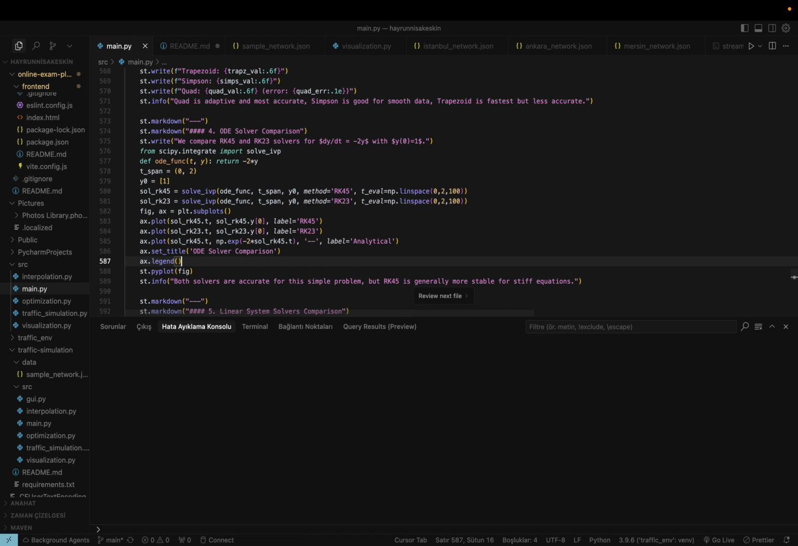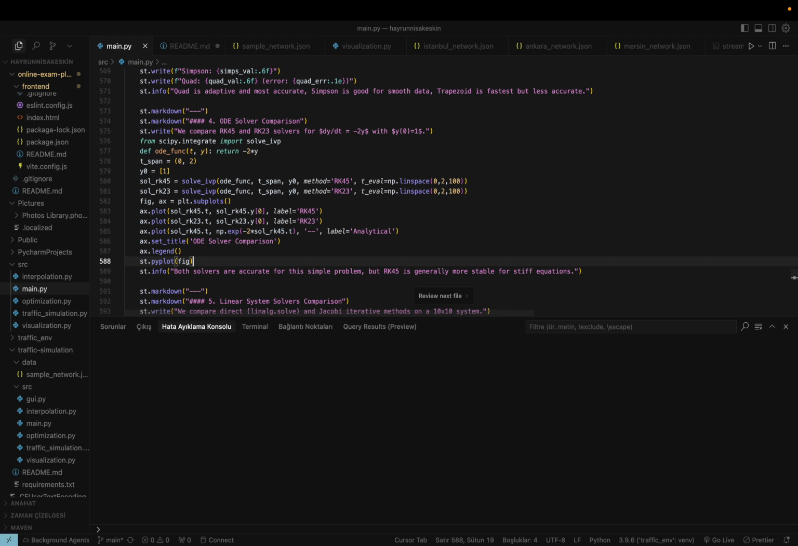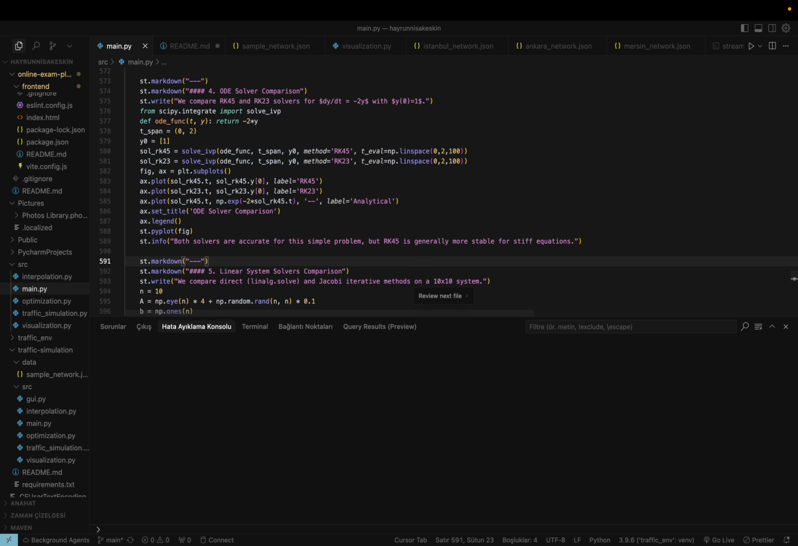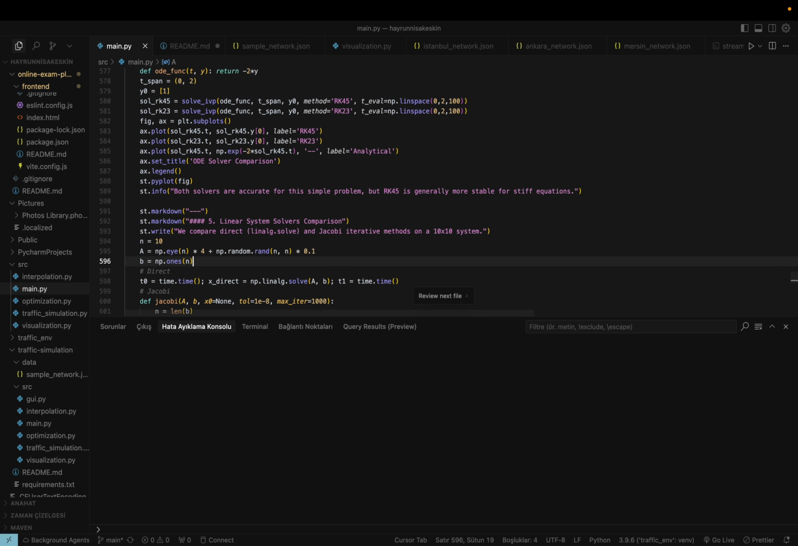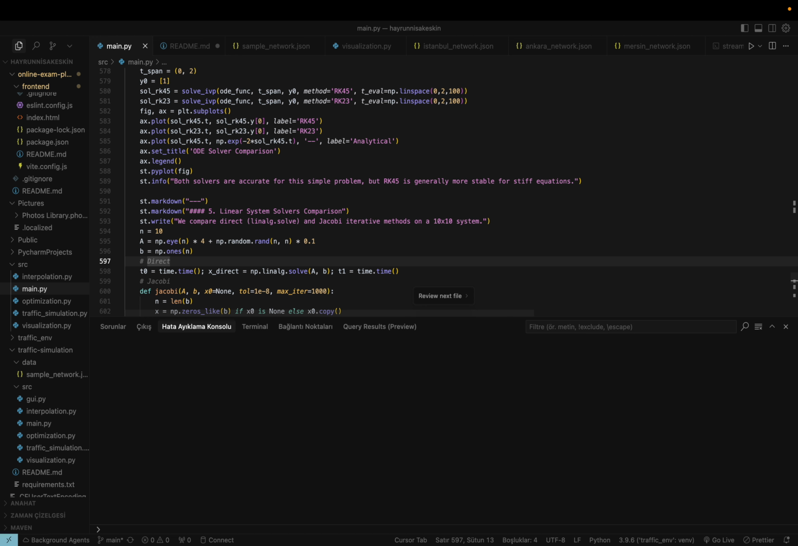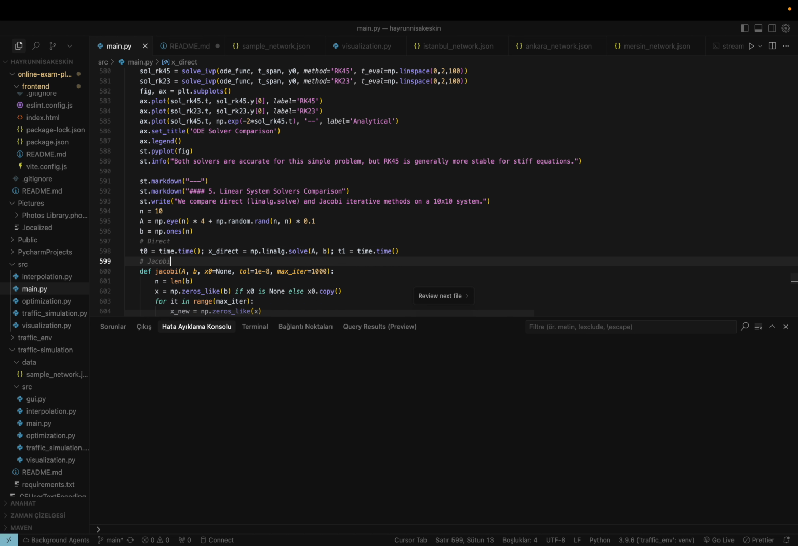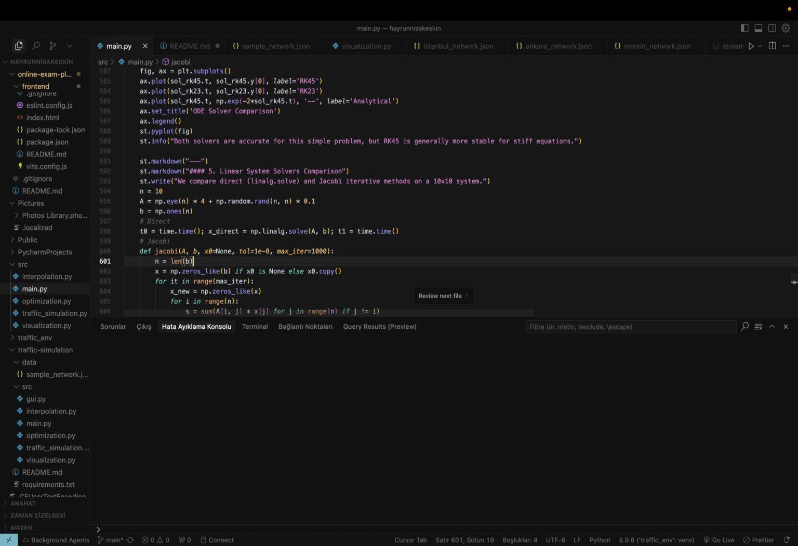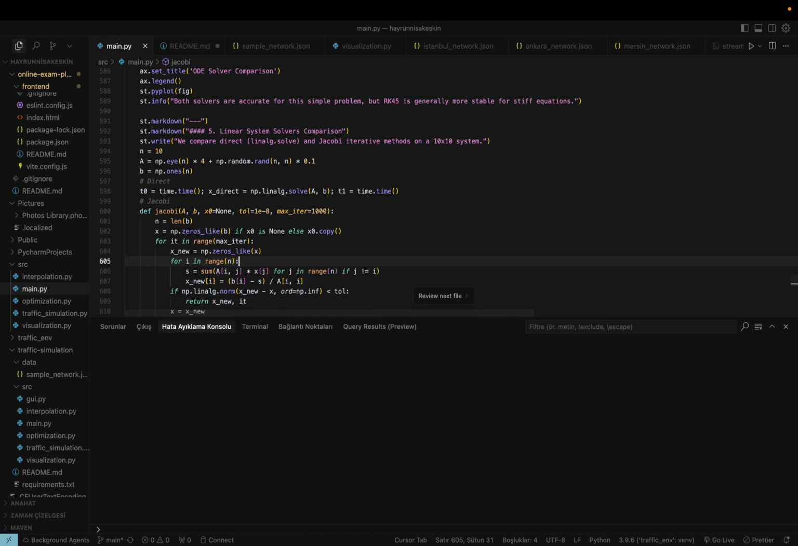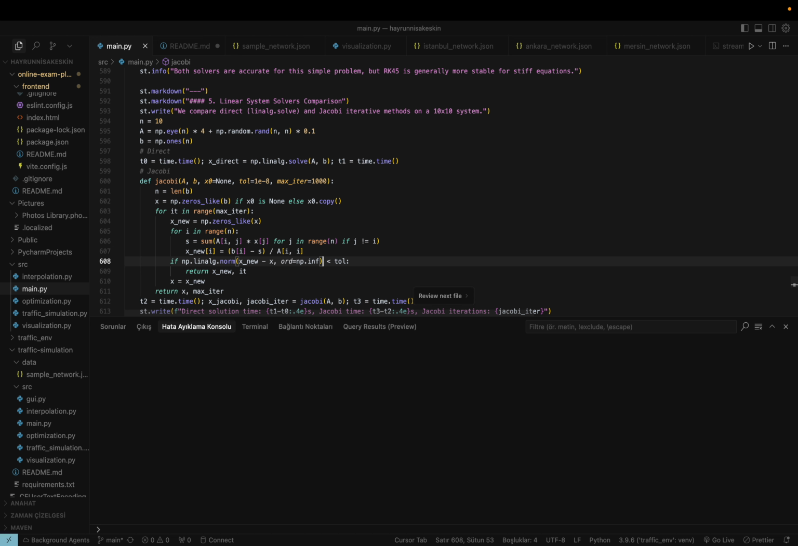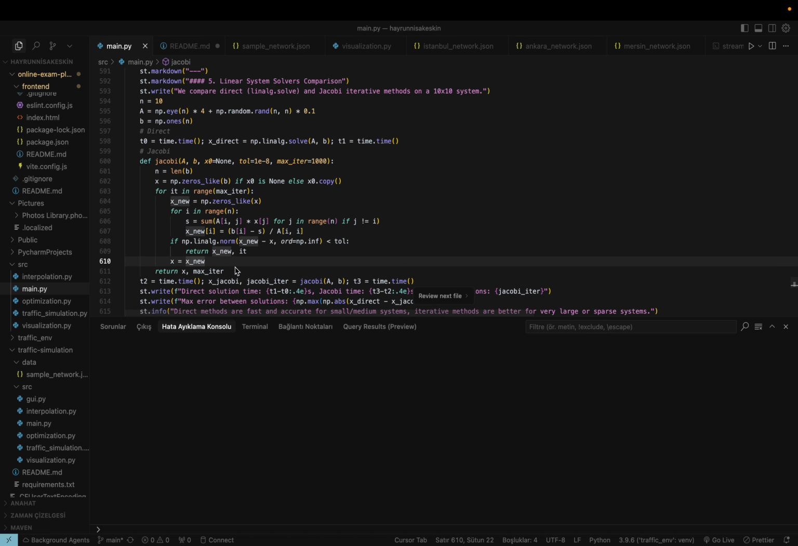In the ODE solver comparison, both solvers are accurate for this simple problem, but RK45 is generally more stable for stiff equations. And in the NPI, that's for an NP random, and Jacobi algorithm iterations, max iteration and time, and Jacobi.